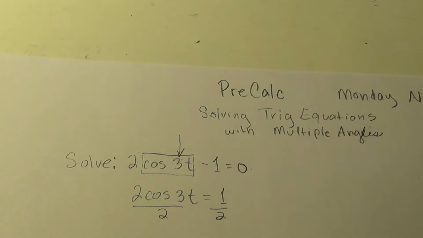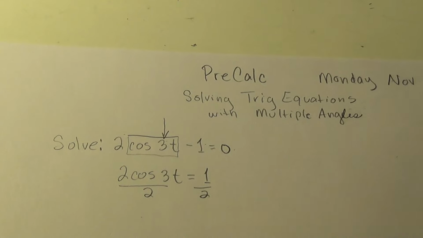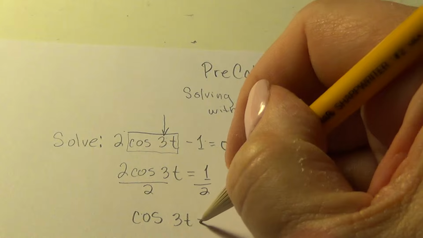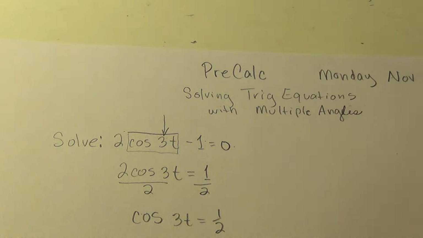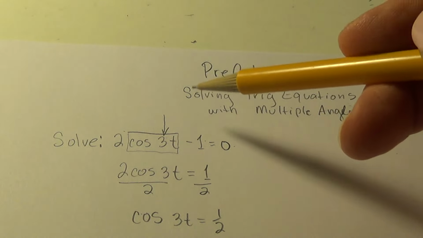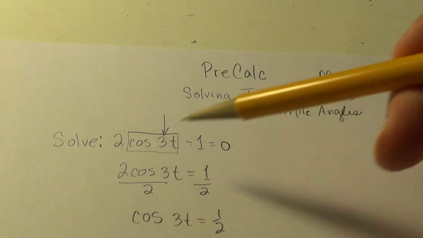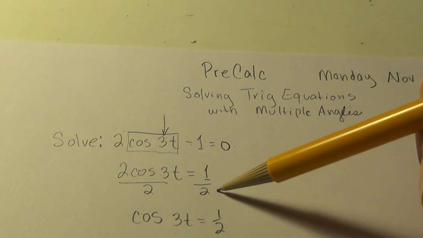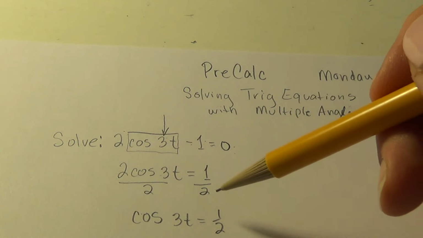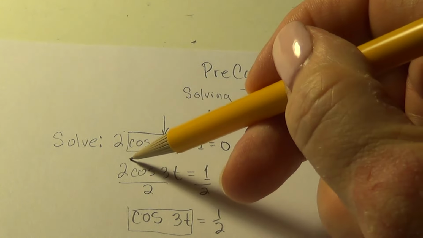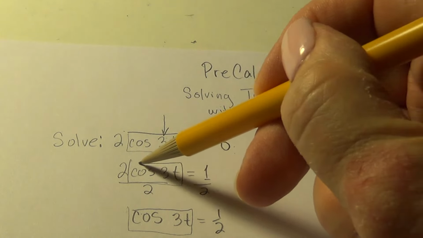This is an equation. You see an equal sign. So as long as I do the same operation on each side, I haven't changed any of the values. So here I added a 1 here and a 1 here. Then I divided by 2 here and divided by 2 here. So now I've isolated the cosine of 3t. And now I'm going to continue.